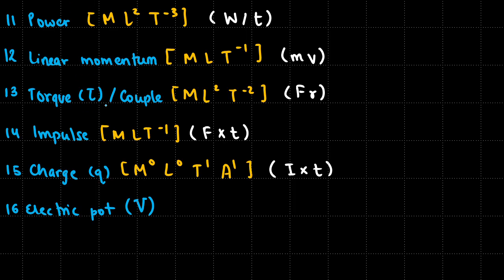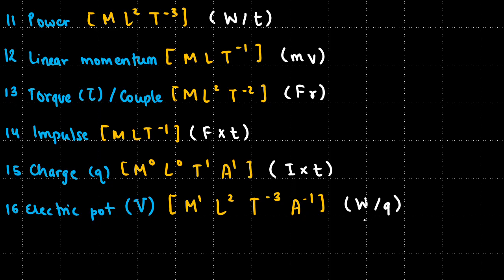And also here, tau is not a normal kind of T. It's a T with a bend shape, like an opposite J, writing the capital J oppositely. So the formula of electric potential is M1 L square T minus 3 A minus 1. Why? Because its formula is work done per charge, work done divided by charge.